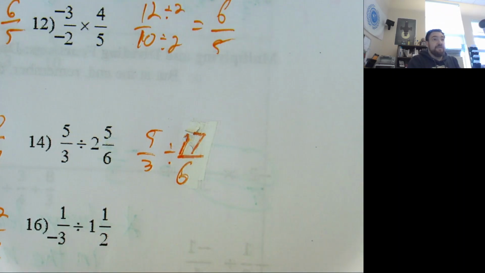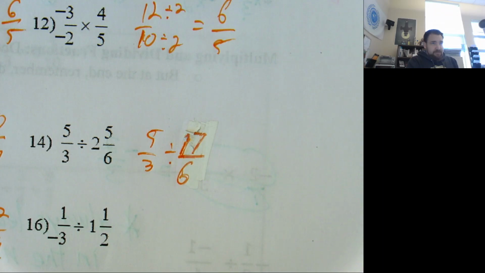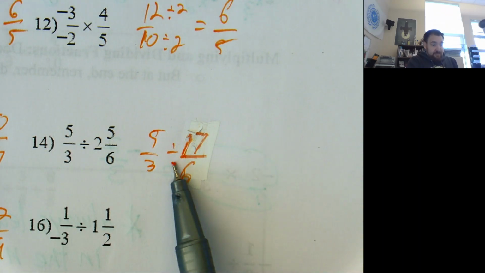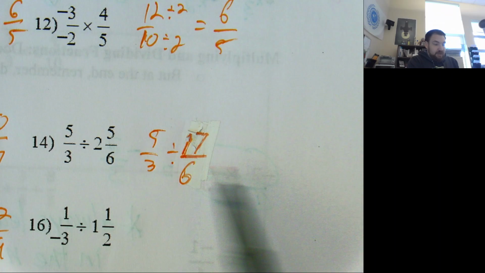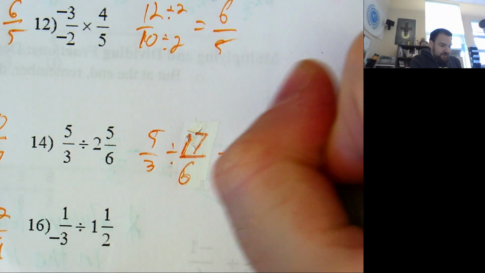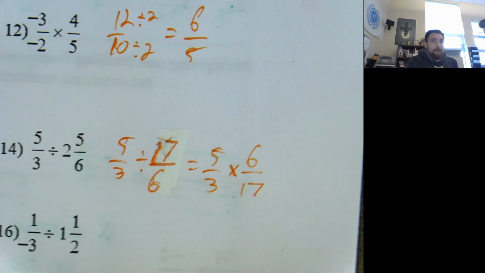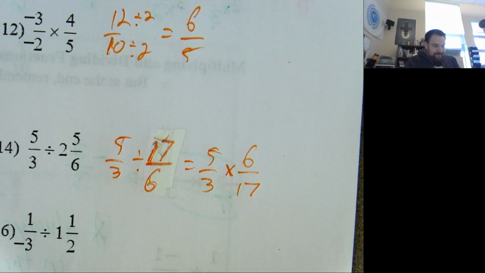And now, when you divide by a fraction, we keep, we times, and then we take the reciprocal. We flip it. So this is going to become 5 over 3 times 6 over 17. Okay. Loving that you're identifying the mistakes.